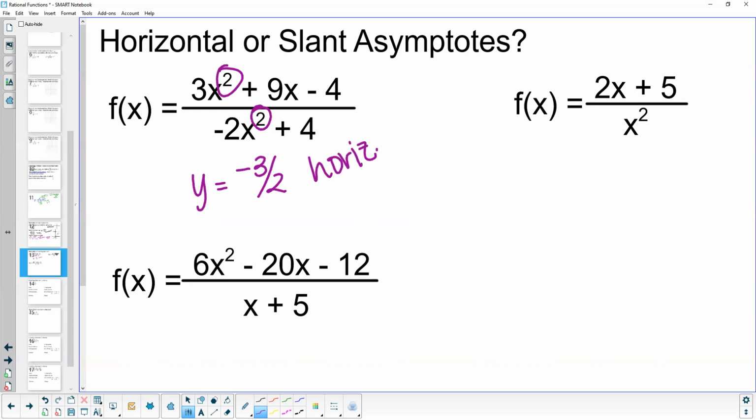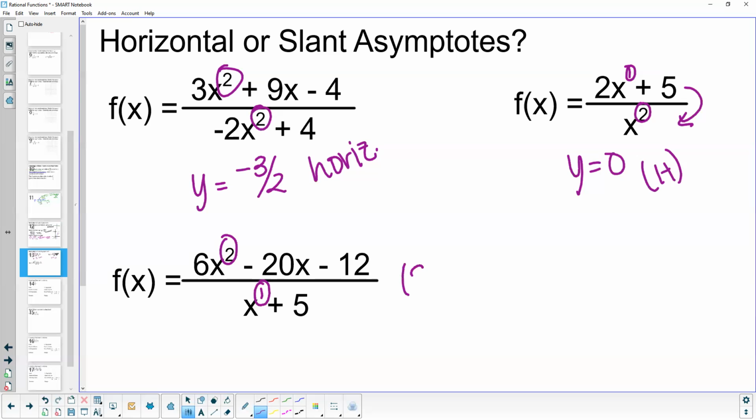Now we can take a look at this second one. This one has a degree of 1 up here and a degree of 2. Because it's higher on the bottom, what that means is we are going to have a horizontal asymptote at y equals 0. Anytime it's bigger on the bottom, it's always going to be y equals 0 for our horizontal asymptote. Now, lastly, we have this one where we have a degree of 2 and a degree of 1.